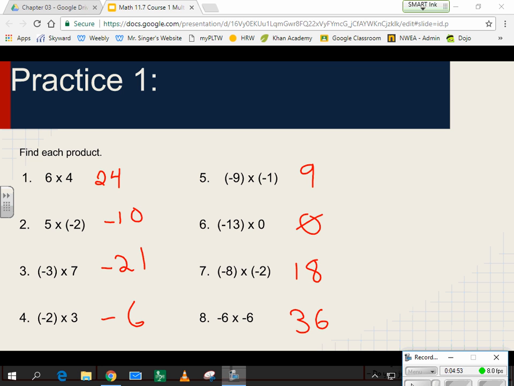All right, here's the right answers. You can see that all the ones that had the same signs, both positive or both negative, like 1 and 5 and 8 and even 7, they all had the same signs, so it's positive. 6 was a 0 answer. Hopefully that didn't trick you. 2, 3, and 4 had one positive, one negative, so your result is a negative value. All right, let's move on.